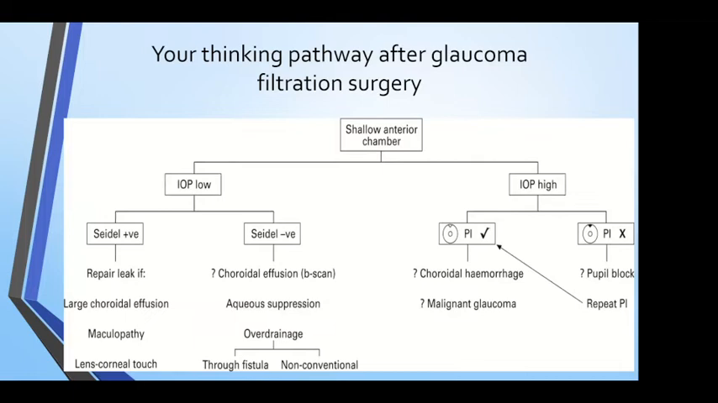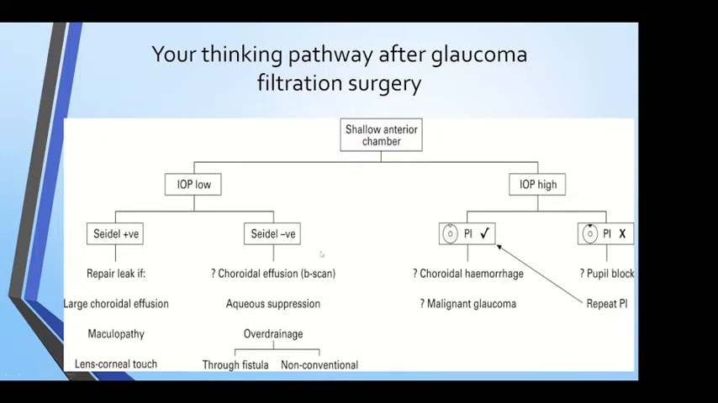So this is your thinking pathway after glaucoma filtration surgery. If you have a shallow anterior chamber, think of two things. First thing, measure the pressure. Is it high or low? If the pressure is low, then do the Seidel test. If it is positive, that means there's a leak, and then you need to repair.